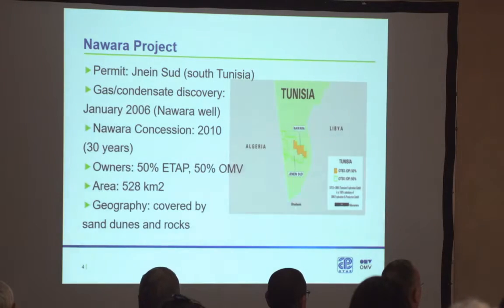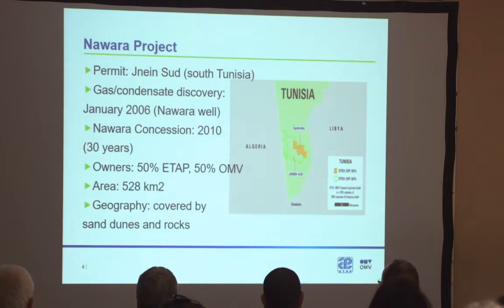So Nawara project is located in the extreme south of Tunisia, in the governorate of Tataouine. It is part of Jnaïd Sud permit. The discovery was in 2006. Nawara well, which is a gas and condensate well, was discovered in this region.